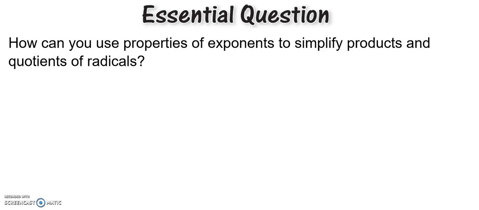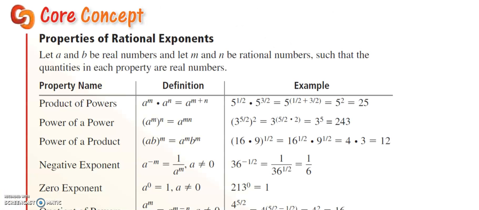So today we're going to continue on simplifying products and quotients of radicals. Let's get to it. So first we need to know the properties of exponents, because remember, now we understand that all radicals can be written as an exponent. And so those properties of exponents are still going to hold true whether that is an integer or rational exponent.